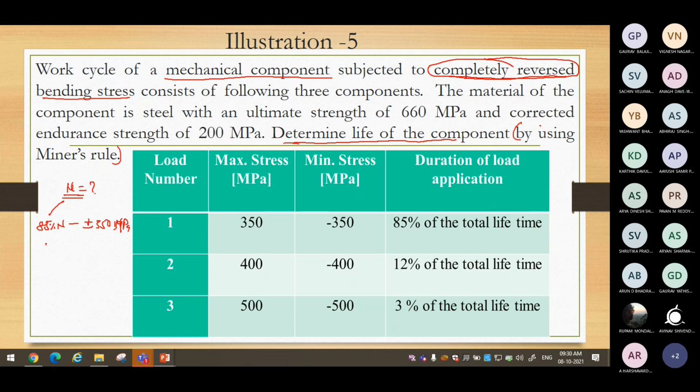Similarly, for the next part, you are going to apply plus or minus 400 MPa of stress, the load which can generate this much stress, for 12% of the total life. And finally, we are going to apply a load which can generate 500 MPa of stress for the remaining 3% of the total life. This is the working cycle of the component. The designed component takes so-and-so load for this much percentage of the time.